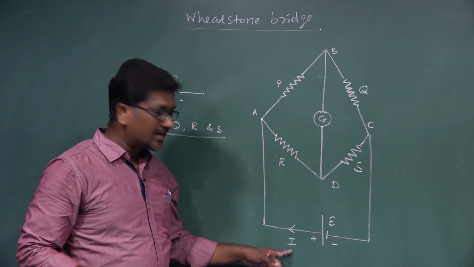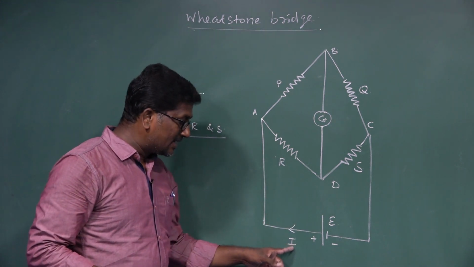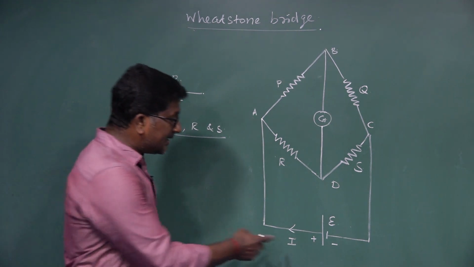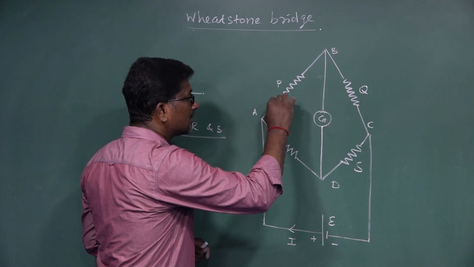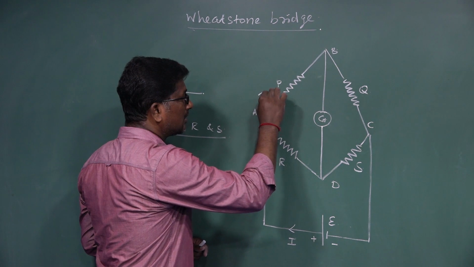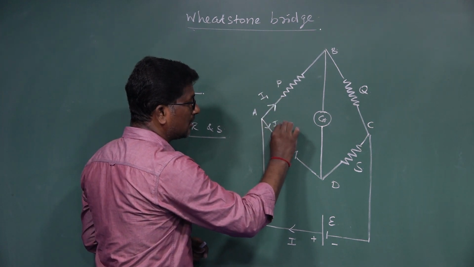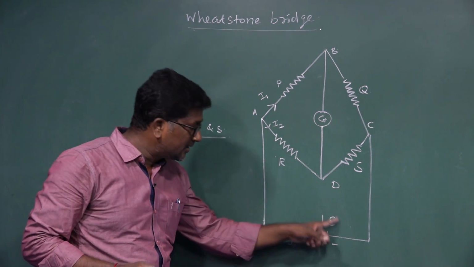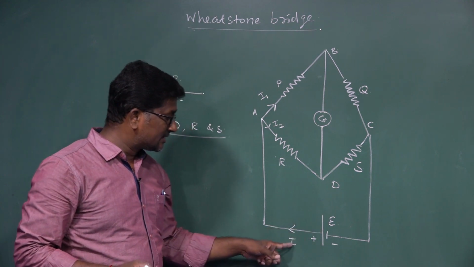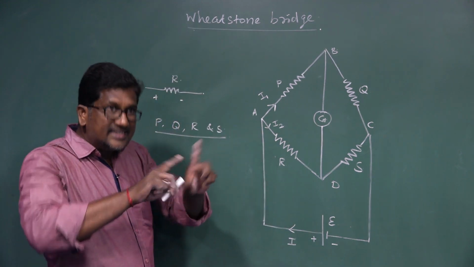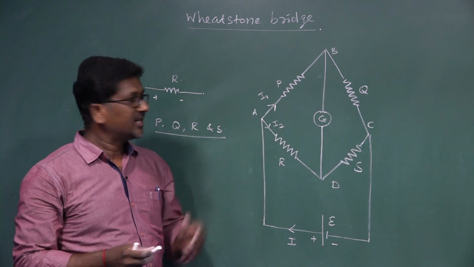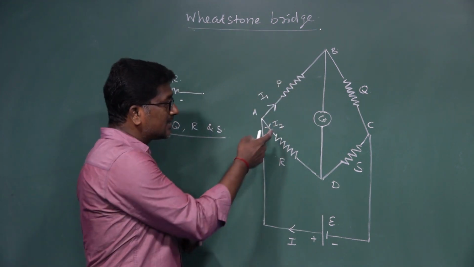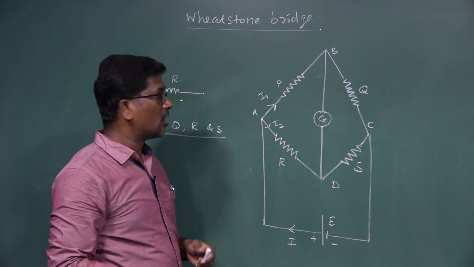Right. So let I be the current from the cell. When the current I enters the junction A, it is divided as I1 and I2. So I is the net or total current delivered by the cell. Here the current I1 is flowing through the resistance P, whereas the current I2 is flowing through the resistance R.